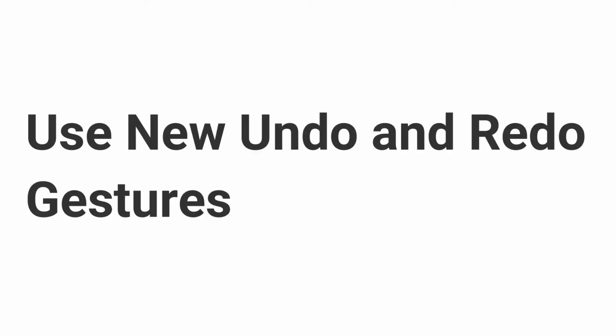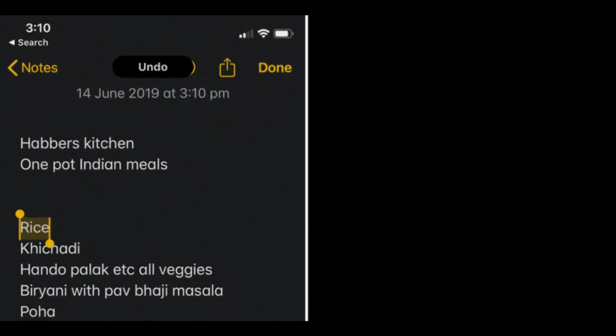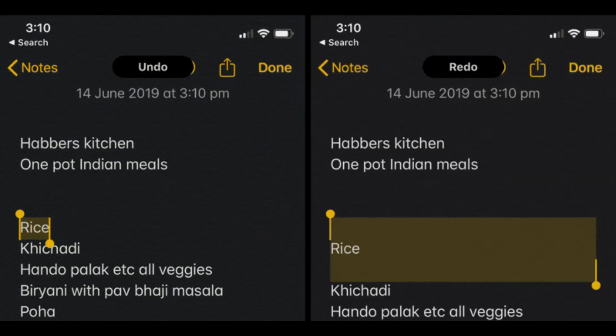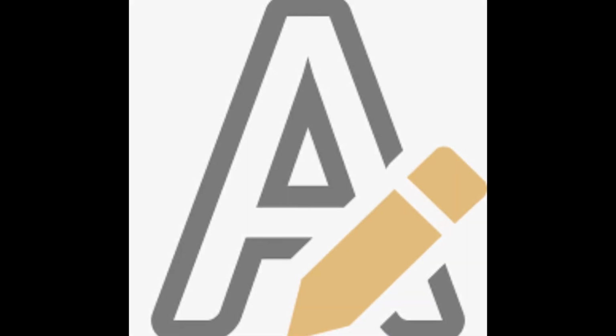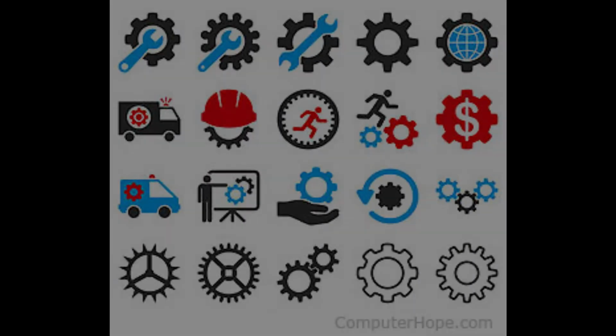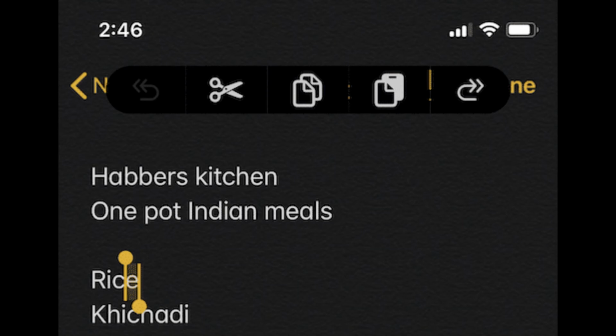Number 7. Use new undo and redo gestures. Finally, there's a new undo gesture. Just swipe left with 3 fingers to undo text entry and a 3-finger right swipe to redo. Number 8. Use the new formatting bar. If you don't like swiping, just tap and hold with 3 fingers to get a new formatting bar. From here, you can easily cut, copy, paste, undo, and redo.